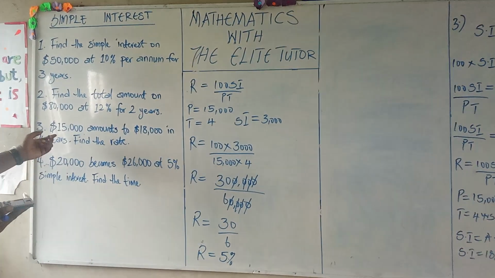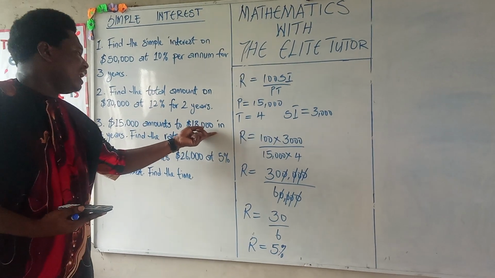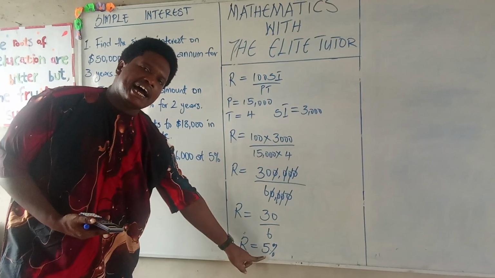So what does this imply? It simply means that $15,000 amounts to $18,000 in 4 years using the rate of 5%.